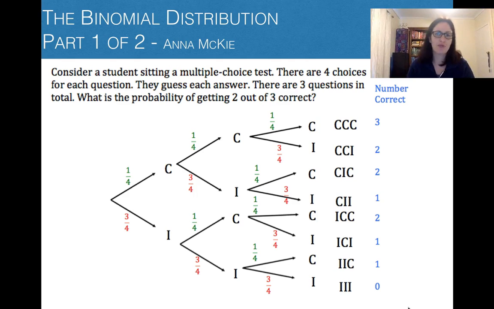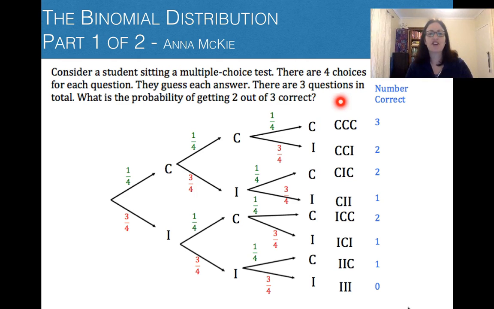here's an example that we'll do to work through the theory. Consider a student sitting a multiple choice test. There are 4 choices for each question and they are going to guess each answer. So what are the chances of them getting that right? Well, that's 1 out of 4. There are 3 questions in total, and what's the probability of them getting 2 out of 3 correct?